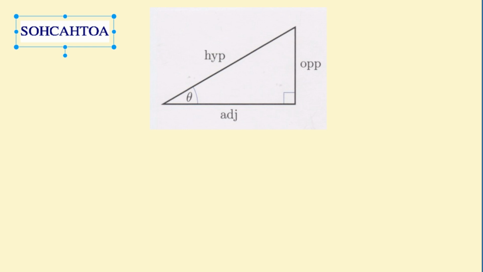So we have SOHCAHTOA. So sine is opposite over hypotenuse, cosine is adjacent over hypotenuse, and tangent is opposite over adjacent.